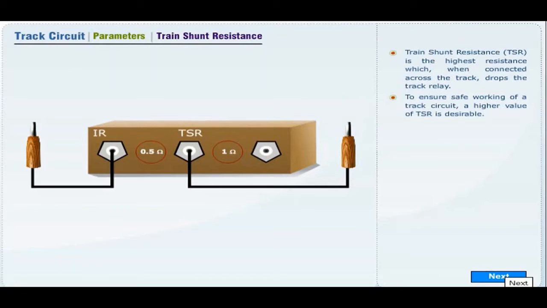Train shunt resistance. Train shunt resistance is the highest resistance which, when connected across the track, drops the track relay. To ensure safe working of a track circuit, a higher value of TSR is desirable.